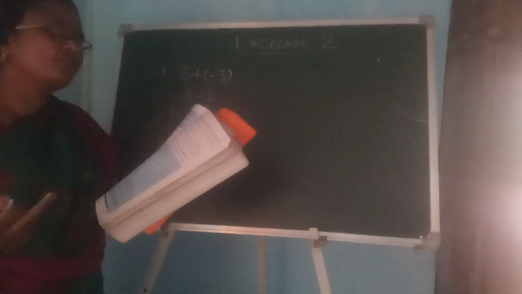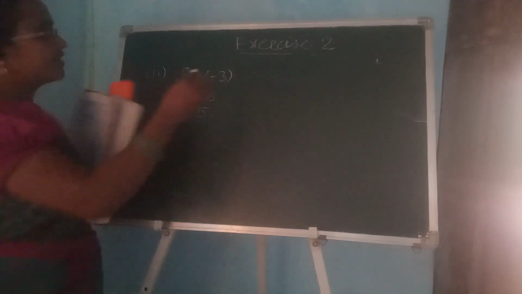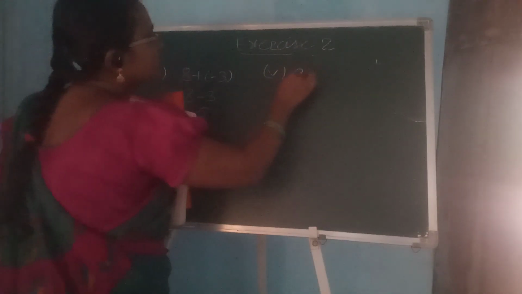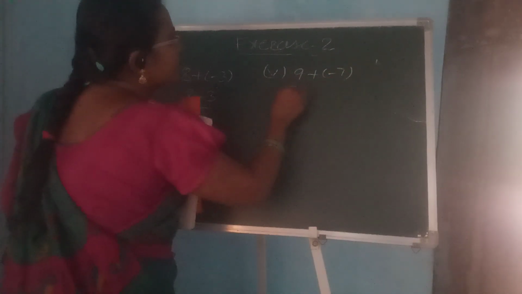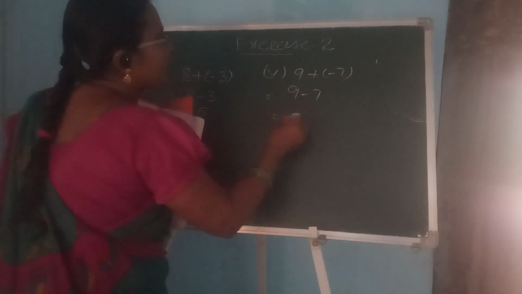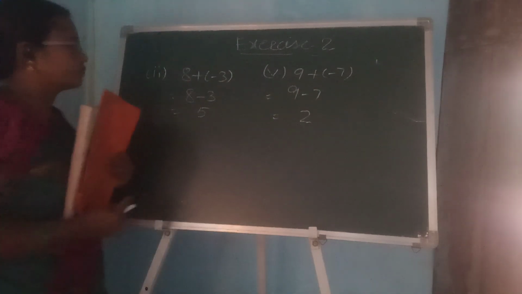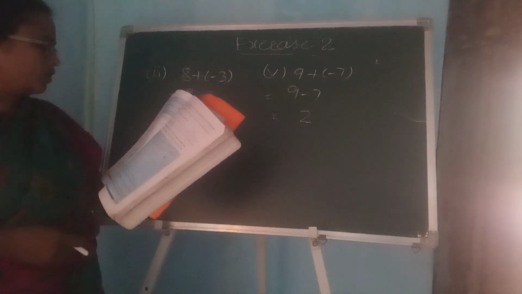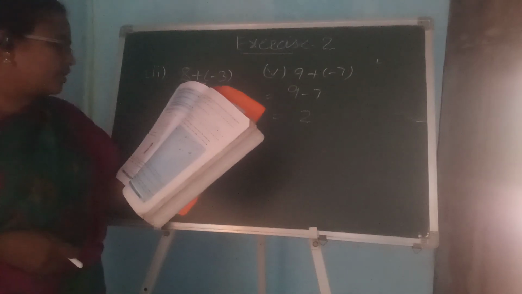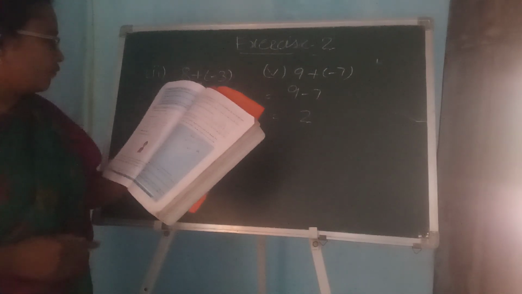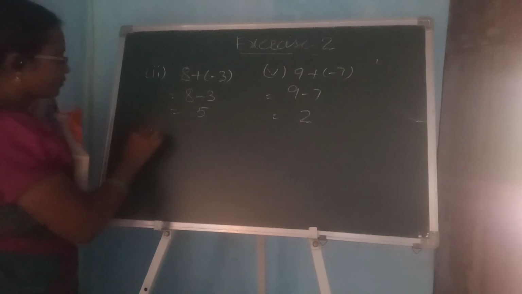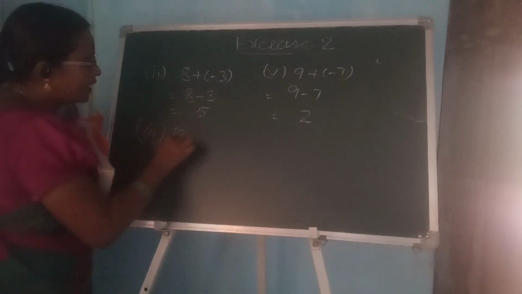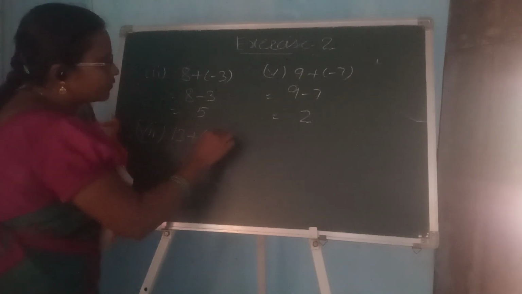Now similarly, the fifth one, 9 plus of minus 7. So it becomes 9 minus 7. It becomes 2. Now you are going to see the seventh problem. 13 plus of minus 15.